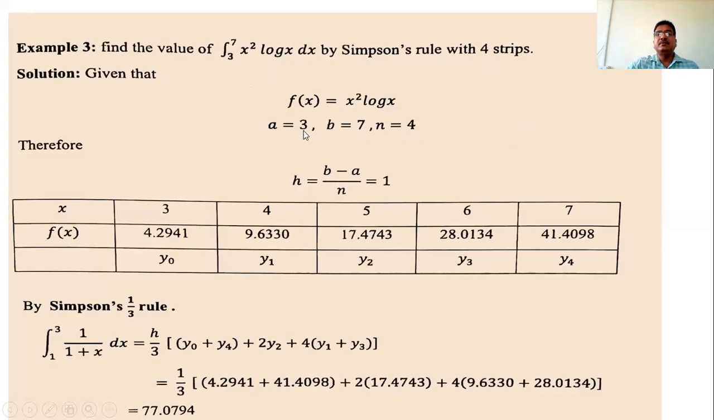is what? Then h is what? h is (b minus a) by n. That is, b is what? 7. That is the upper limit, and the lower limit is a equal to 3, and divided by n, the number of sub-intervals, which is 4, because here it is given in the example to use Simpson's rule with 4 strips.